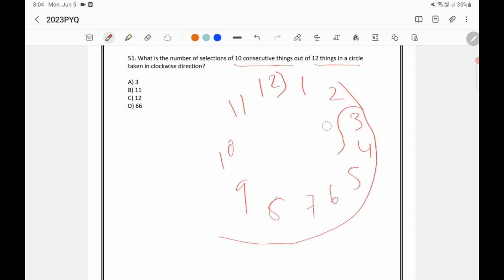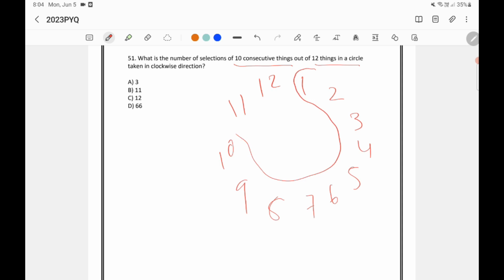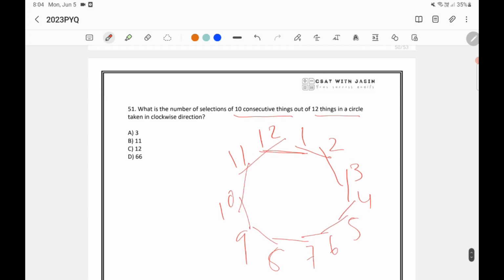So here if you check, in the first one I am starting from 1 to 10. I am removing 11 and 12, and I will get one possibility. Now in the second case, if I remove 12 and 1, I will get another possibility. So just add like this: 1, 2, 3, 4, 5, 6, 7, 8, 9, 10, 11 and 12. So there are a total of 12 possibilities here.